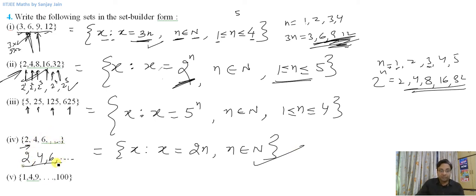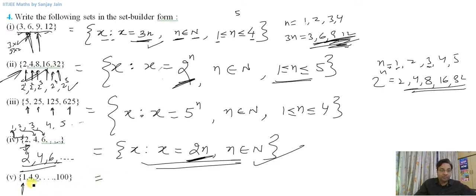Now even natural numbers are written in this form because these are nothing but double. If I write the natural numbers like this, 1 2 3 4 5, right? So if I multiply it with 2, I'll get my first even natural number. If I multiply it with 2, multiply it with 2, so 2n. Okay, so this is how we will write this in set builder form.